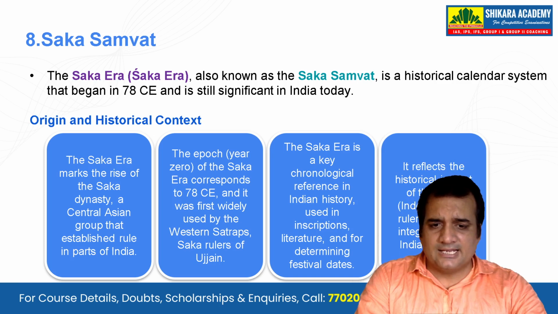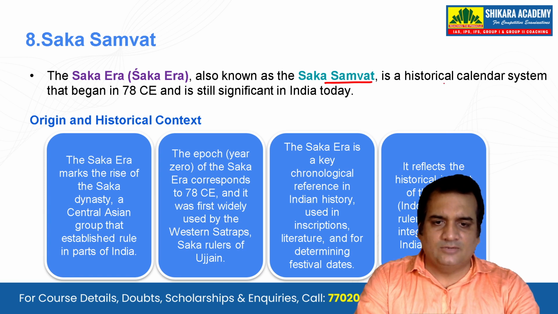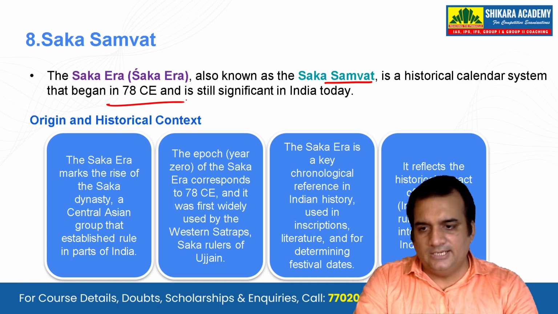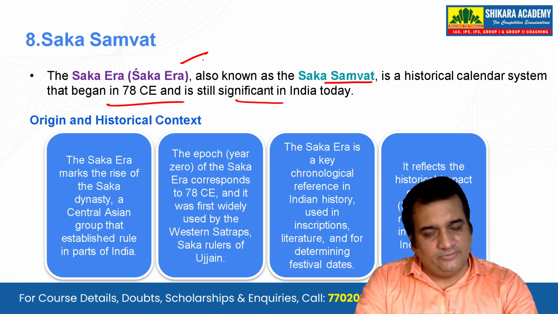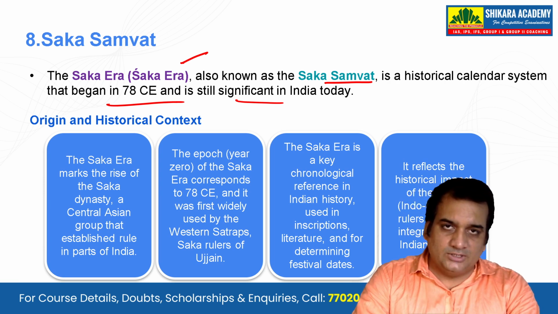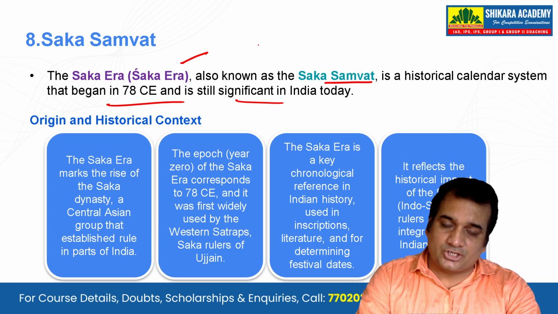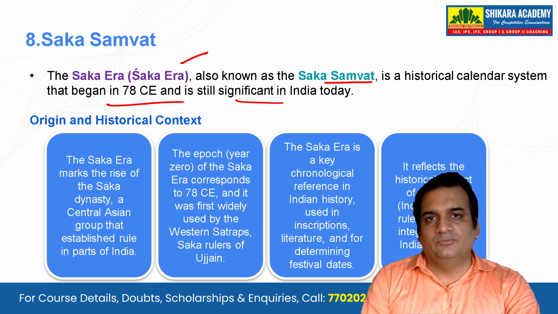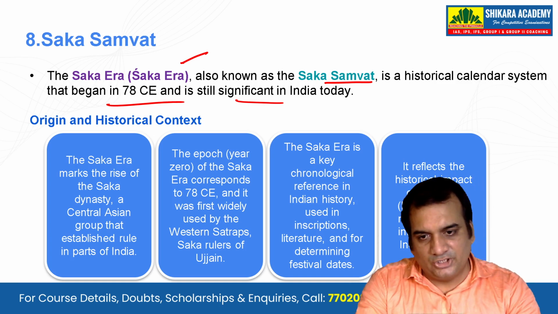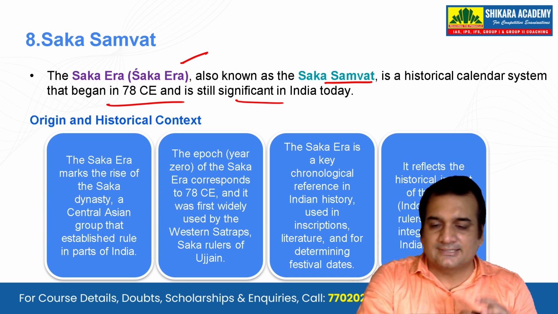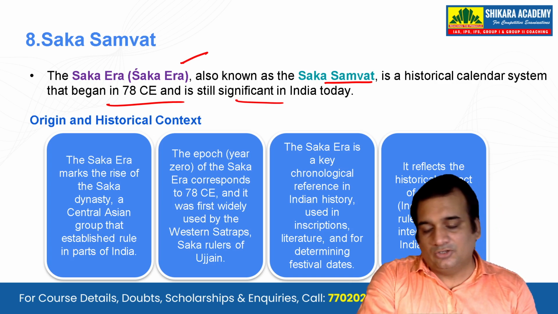Let's see about the Saka Samvat, and there is some confusion also. The Saka era, also known as the Saka Samvat, is a historical calendar system that began in 78 Common Era and is still significant in India today. But we are not very sure that it was because of the Sakas that it was called the Saka era. Some people say that it was Kanishka and his reign when this era started, and there are others giving different theories, but nonetheless this Saka Samvat or Saka calendar is accepted as the Indian national calendar.